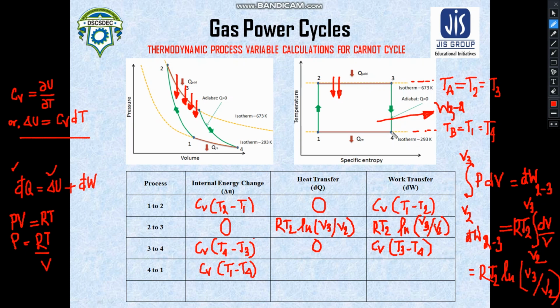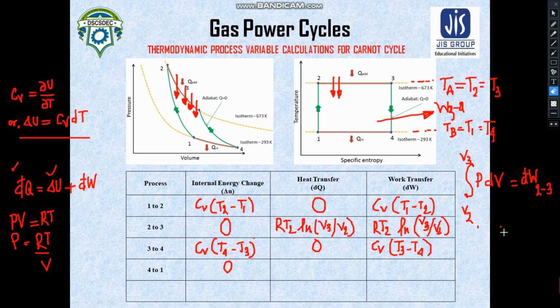Now again coming to the process 4 to 1, where isothermal heat rejection takes place. So T1 is equal to T4. Okay, so since T1 is equal to T4, it would become 0. The mistake which I had made earlier. And again we can calculate the work done as we had done here. So I will not repeat it. Instead, I will just write down the final formula. What are the limits over here? It will be from V4 to V1.